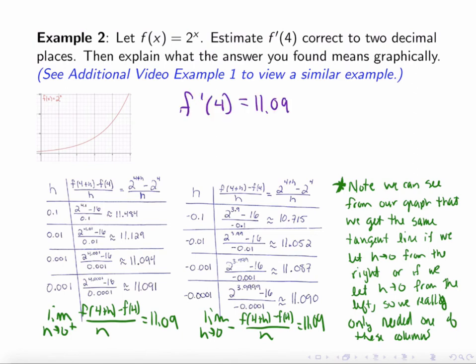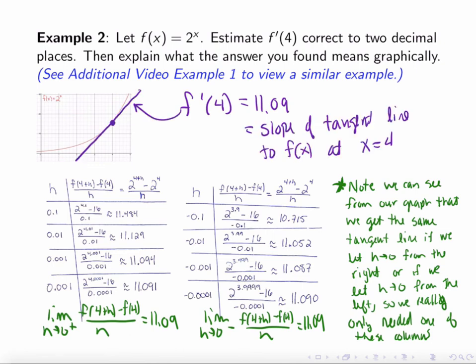So in summary, we discovered that the derivative of 2 to the x at x equals 4 is 11.09, and then remember that what that means graphically is that 11.09 is the slope of the tangent line to f of x at x equals 4. So we could have drawn in a tangent line and estimated its slope, but because we needed to be correct to 2 decimal places, we needed to do this thing with a limit and plug in small values of h that were getting closer and closer to 0 so that we could see numerically what the limit was approaching.